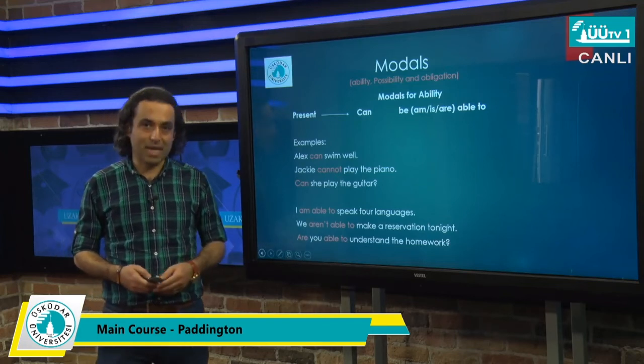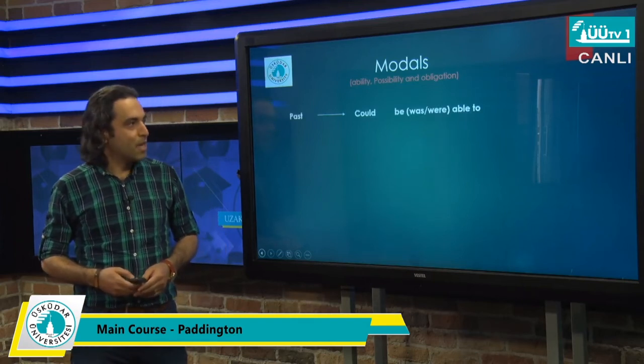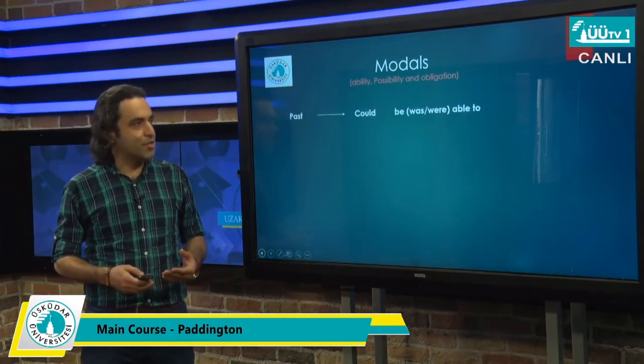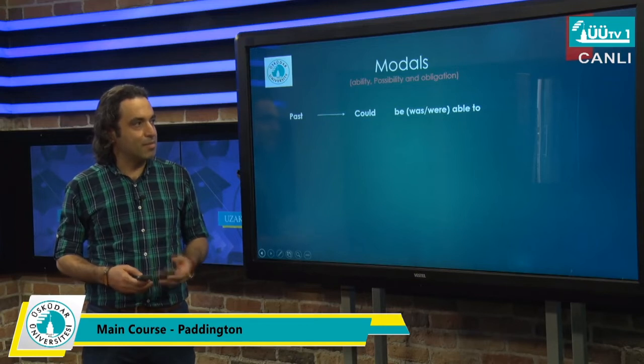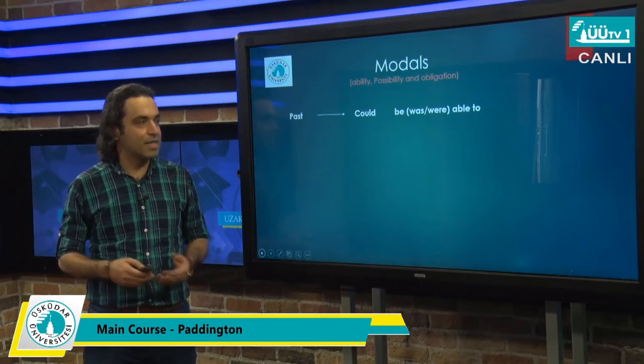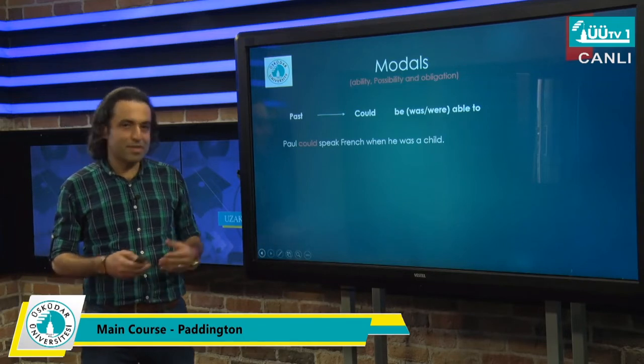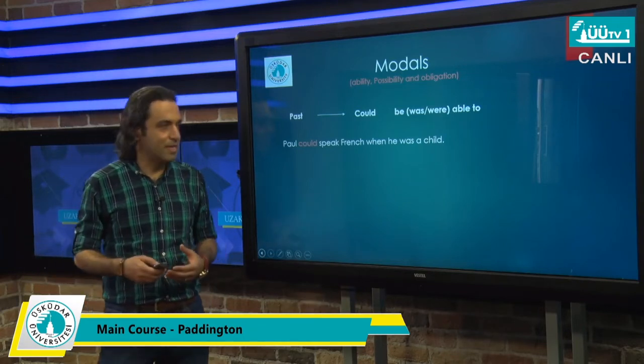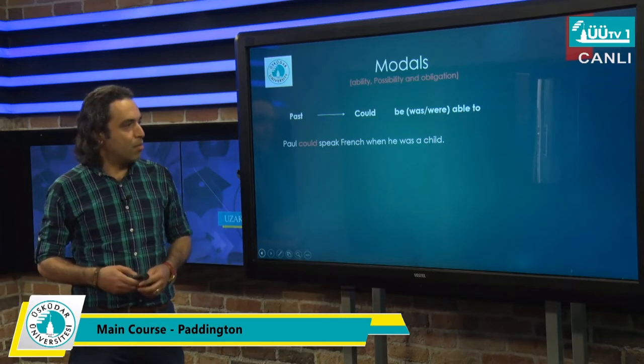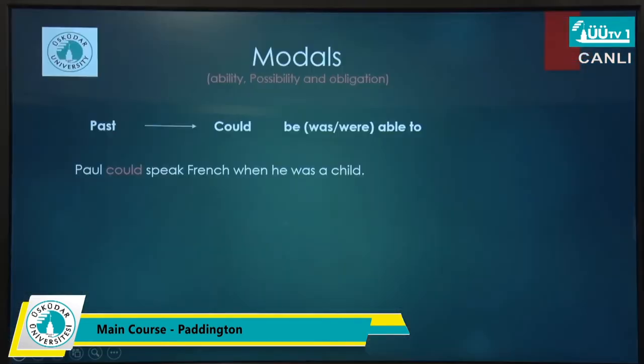Let's go and check the past form of these structures. In past, as you know, can easily changes to could, and be able to gets the form of was and were in a sentence. Again, I prepared some examples which are simple and easily understandable for you. Paul could speak French when he was a child. We're talking about an ability that Paul had at the time that he was a child.